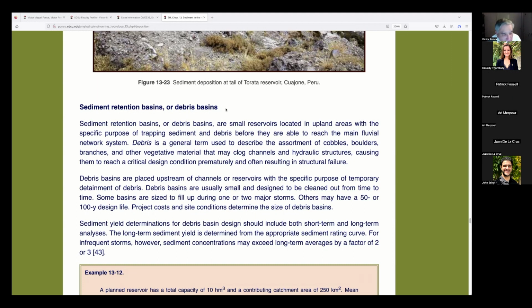So debris basins are placed upstream of channels or reservoirs with the specific purpose of temporary detainment of debris. What do we do with that afterwards? We have to remove it. You have to take it out to the dump or whatever. The owner, the operator has to handle that. Debris basins are usually small and designed to be cleaned out from time to time. Some basins are sized to fill up during 1 or 2 major storms, like in the case of Santa Barbara. Others may have a 50 or 100-year design life. Project costs and site conditions determine the size of debris basins.